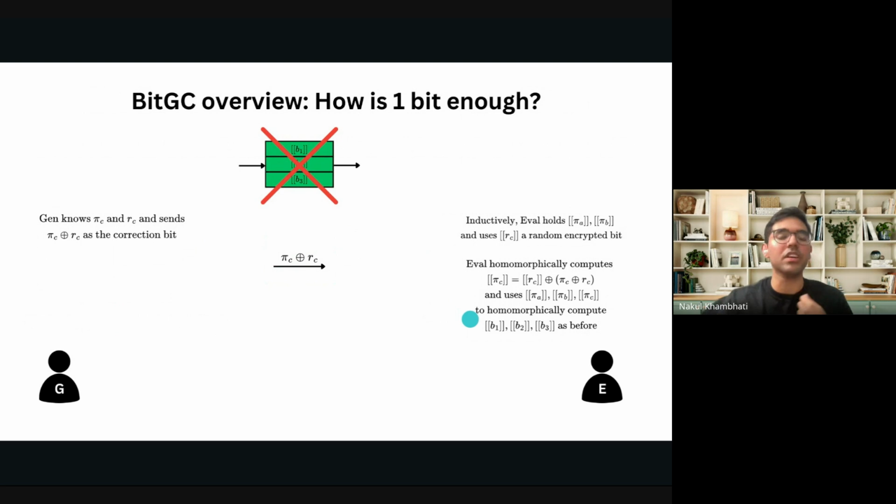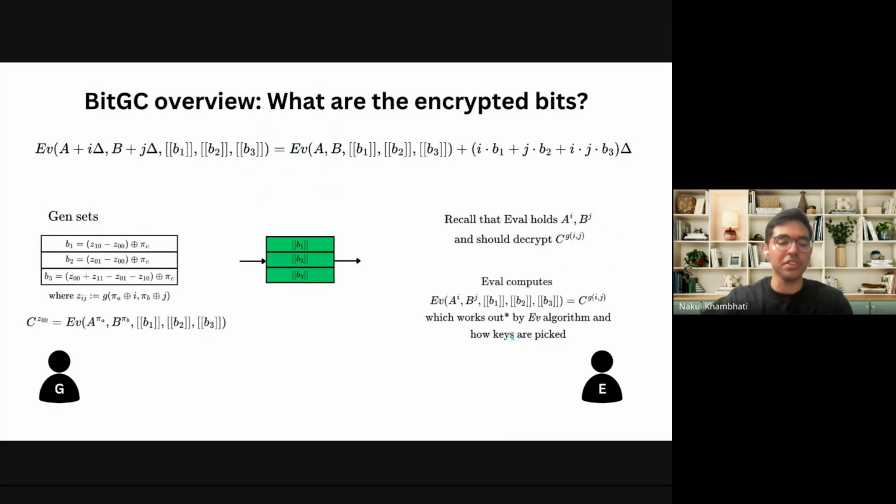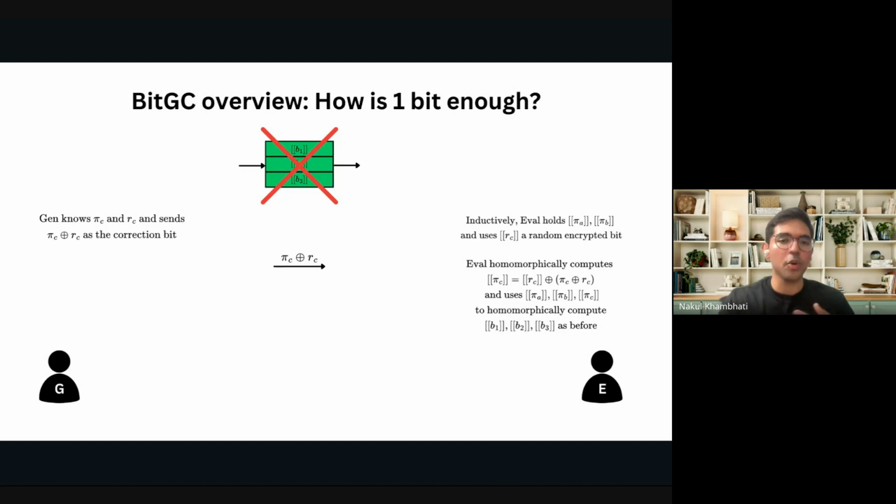So we inductively arrange that the evaluator has permutation bits for input keys that she already holds. Say that she has encryptions of pi A and pi B at this point. And if she had an encryption of pi C as well, she can just use the same logic that the gobbler used here, but along with homomorphic encryption, to obtain B1, B2, and B3. She doesn't yet have pi C though, but this can be communicated with exactly one bit of communication.